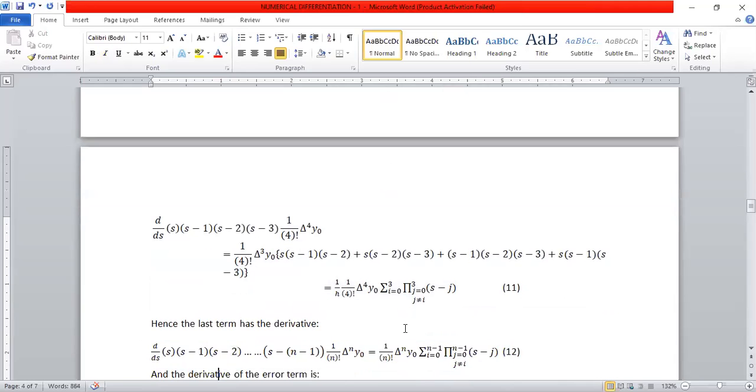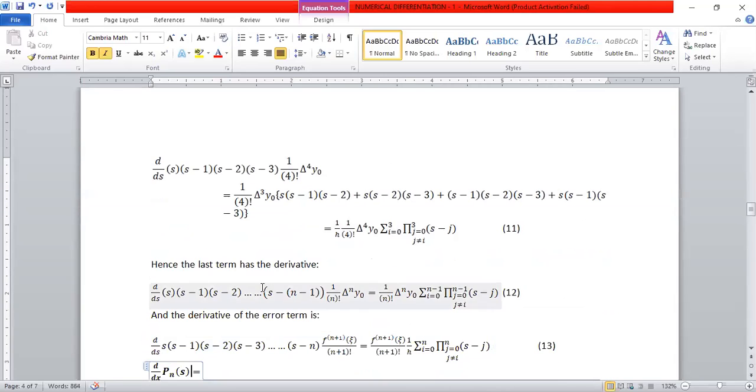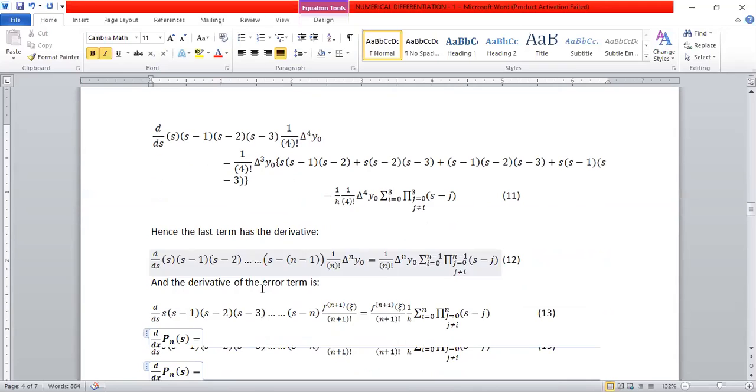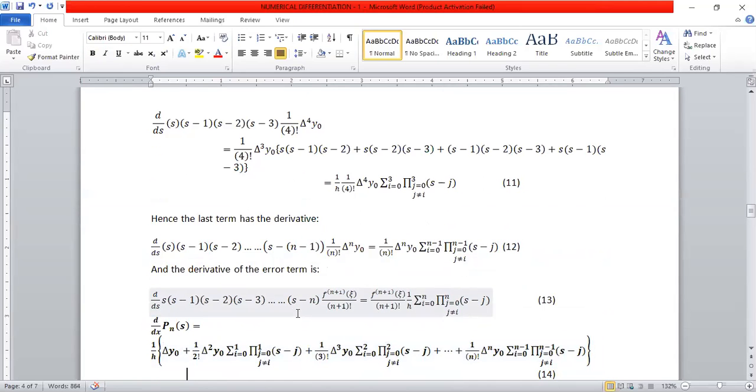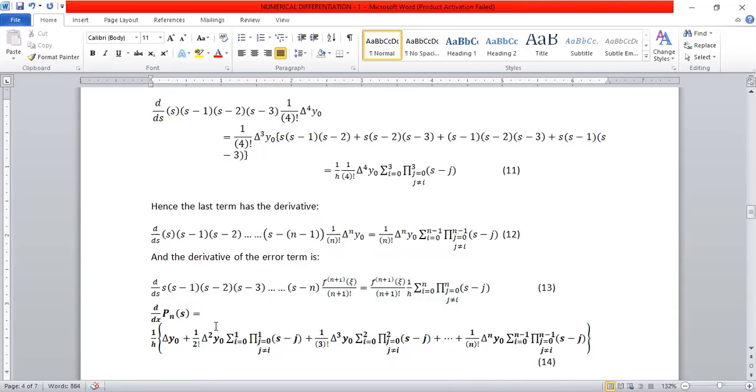Hence the last term derivative can be written as this, which will be required if we go for programming, and the error term derivative is this. So in compact form, the derivative of the forward difference interpolating polynomial is written here.